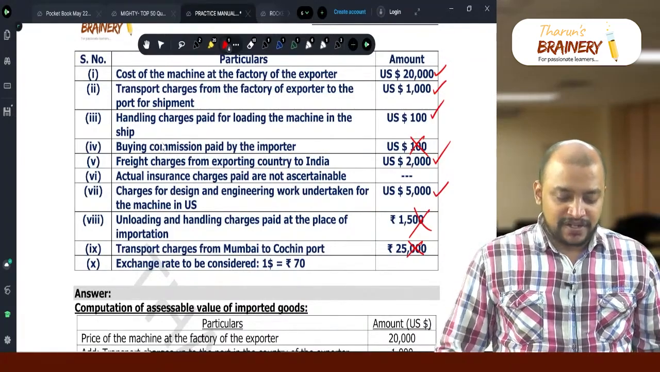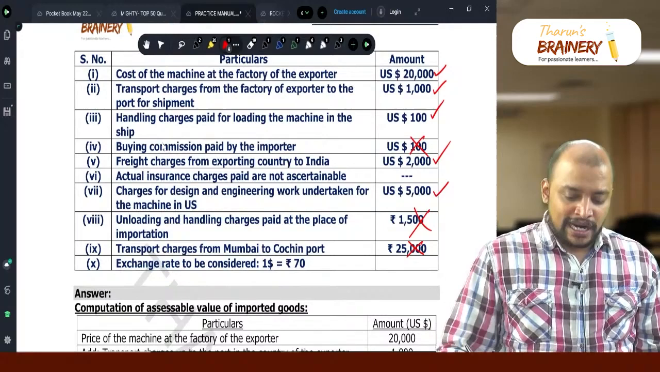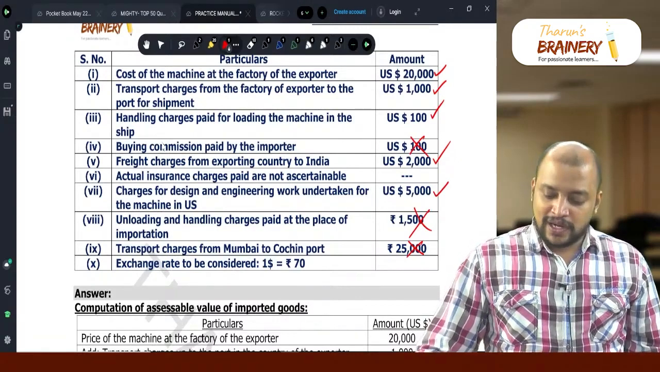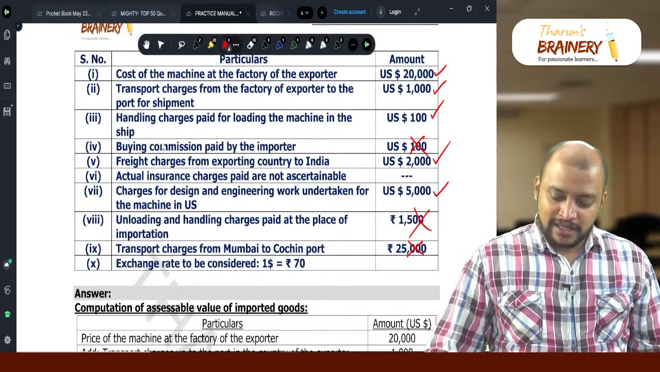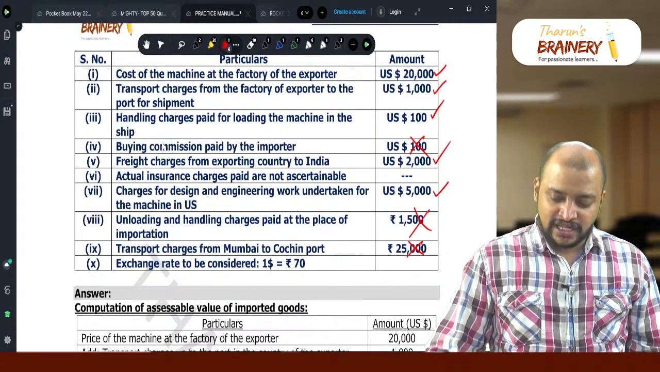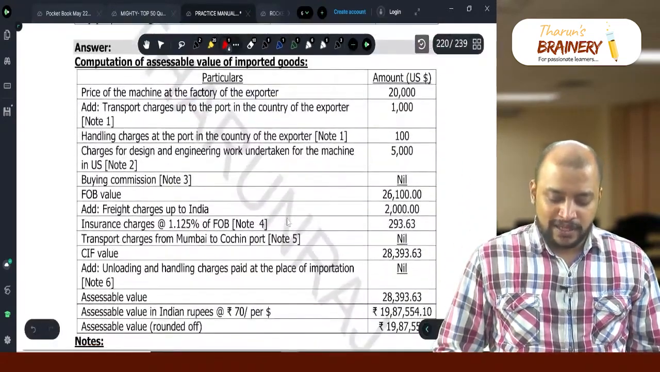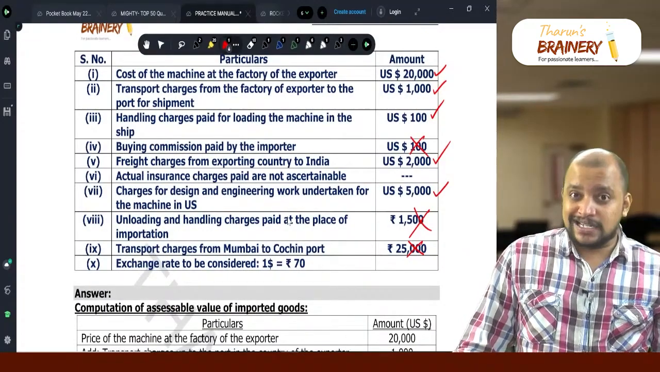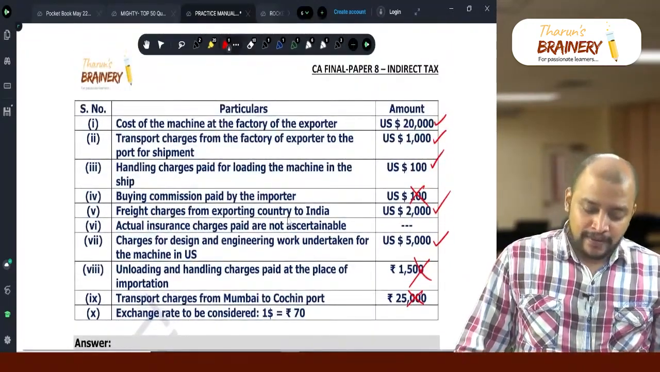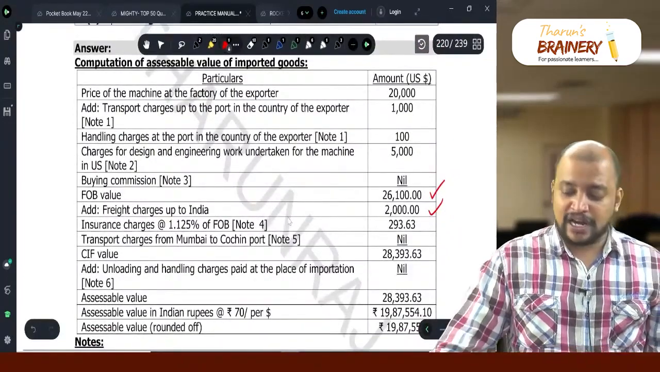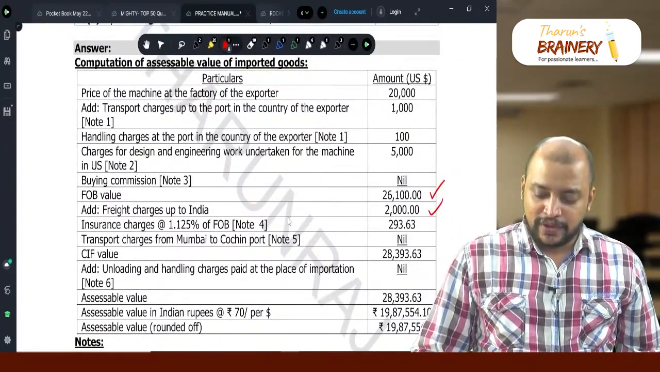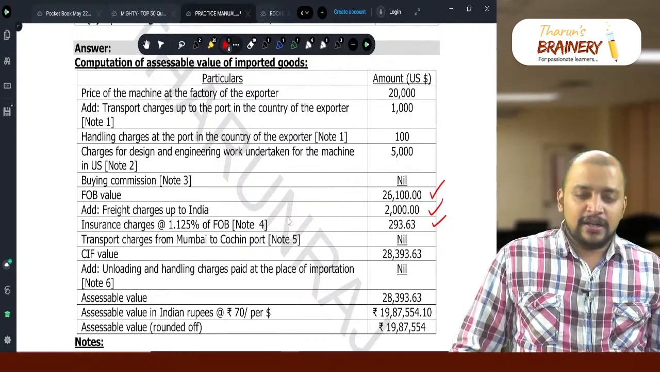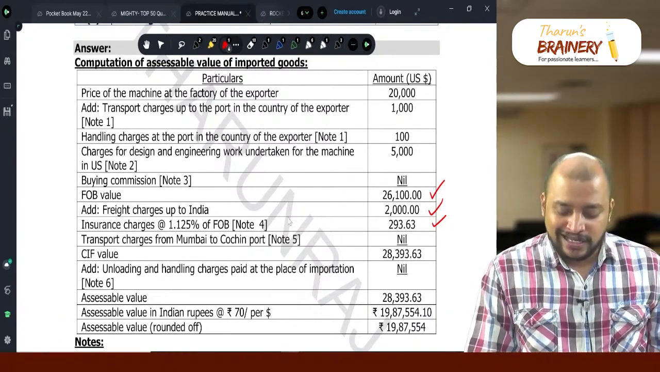Now, what will be the FOB? First $20,000, add 1,000 and 100, then design and development charges 5,000. So 20,000 plus 1,000 plus 100 plus 5,000, so 26,100 will be taken as the FOB value. For this FOB value, we need to add freight charges up to India. Freight charges 2,000 will be added, and insurance: 26,100 into 1.125%, 293.63 should be taken. Transshipment cost will not be included. You will get the CIF value.